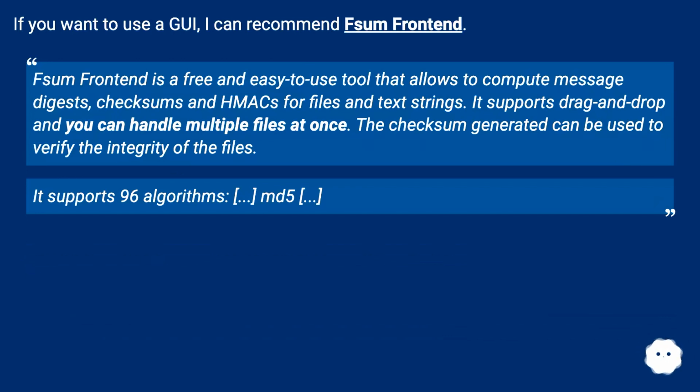Some Frontend is a free and easy-to-use tool that allows you to compute message digests, checksums and more for files and text strings. It supports drag and drop, and you can handle multiple files at once. The checksum generator can be used to verify the integrity of the files. It supports 96 algorithms, including MD5.